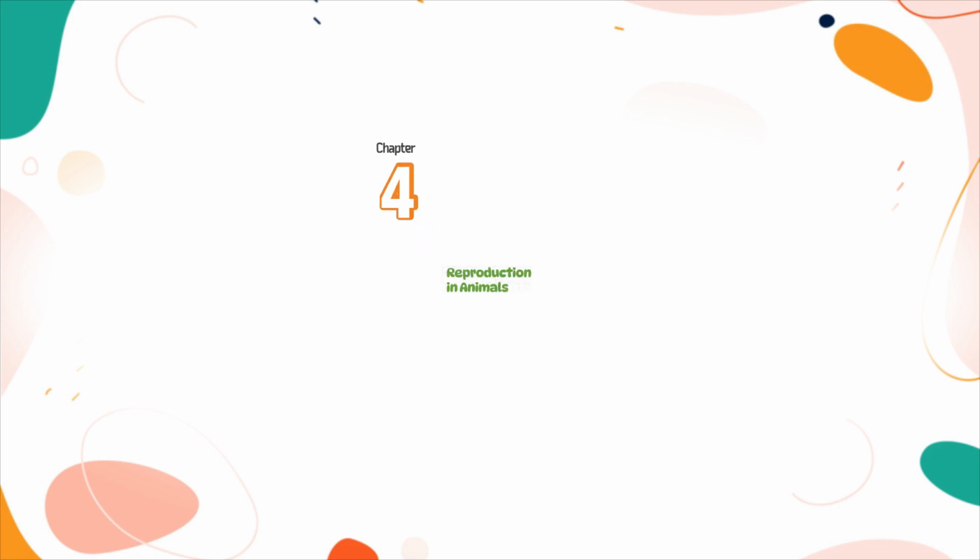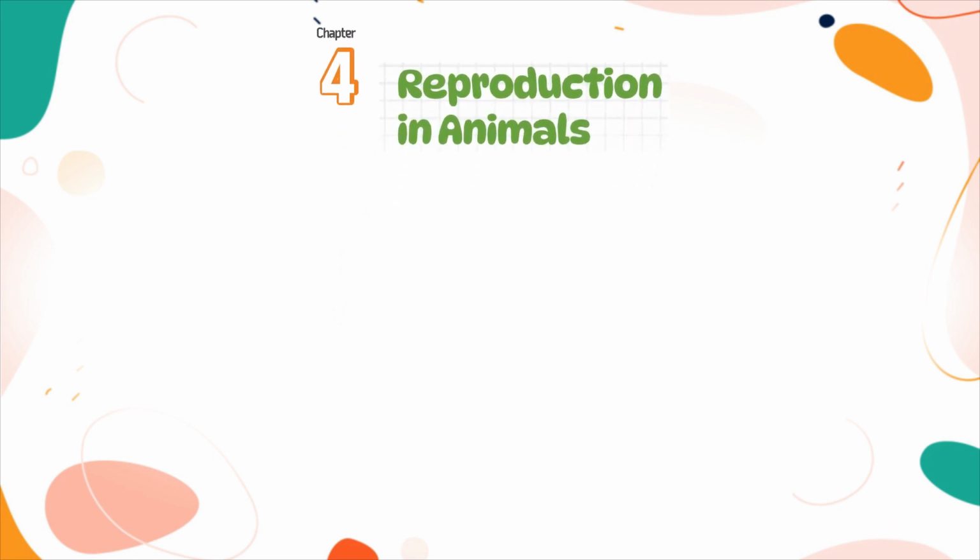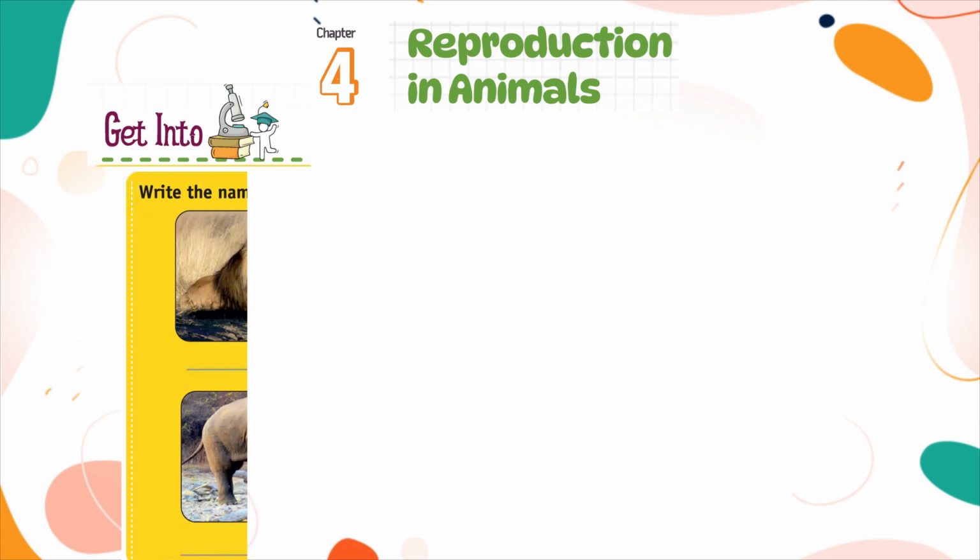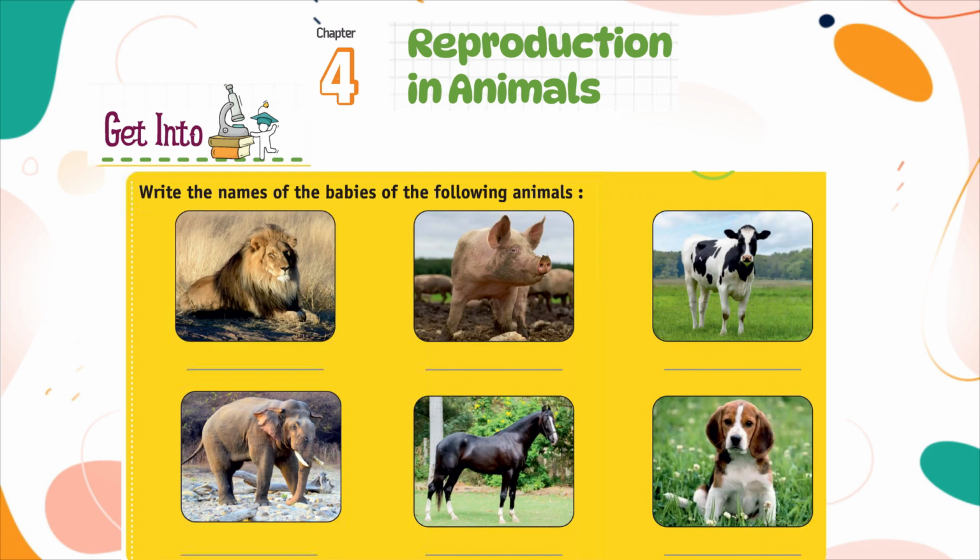Chapter 4, Reproduction in Animals. Get into. Write the names of the babies of the following animals.